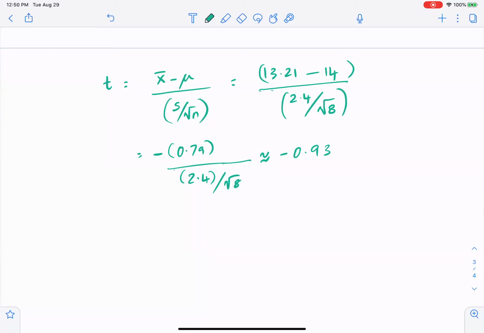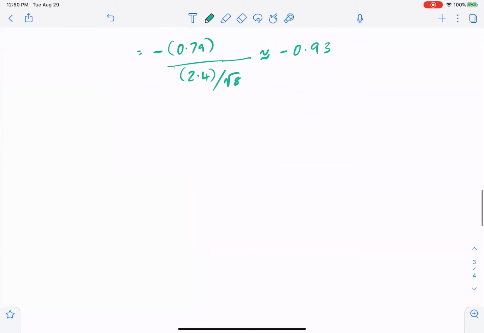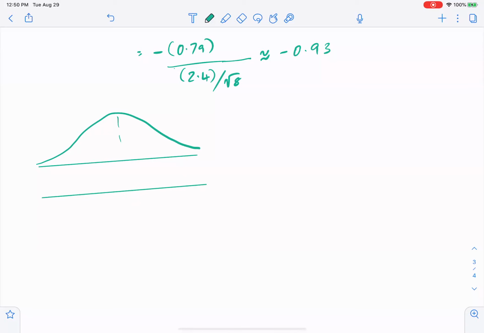I strongly recommend that you draw the distribution, draw the rejection region until you get comfortable. That is key. You won't be making mistakes if you draw this. So I'm going to draw the distribution. Going to use an alpha of 0.05. The problem will clearly state what the value of alpha should be. So alpha is 0.05, right tail test.